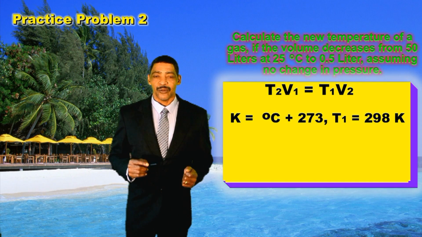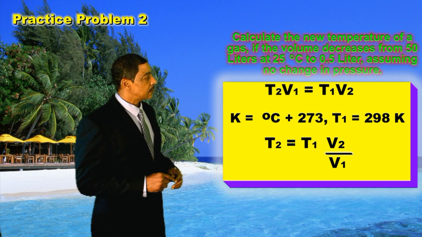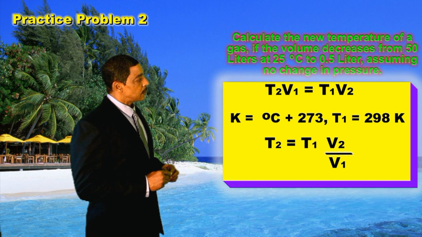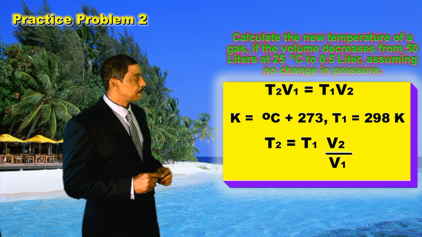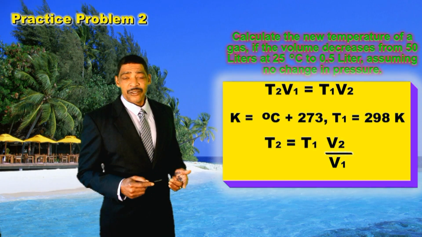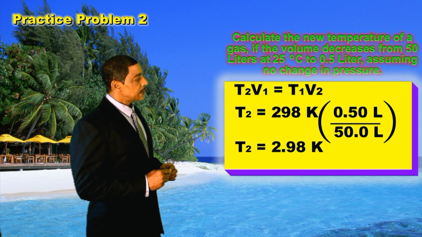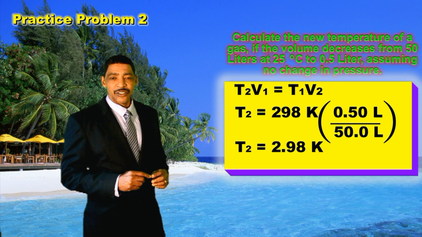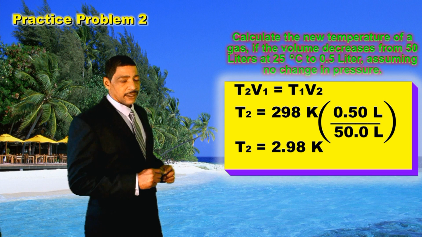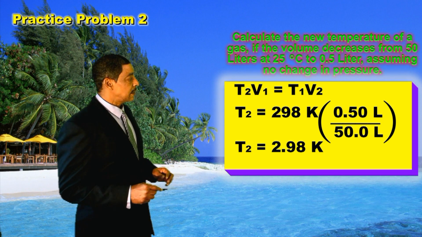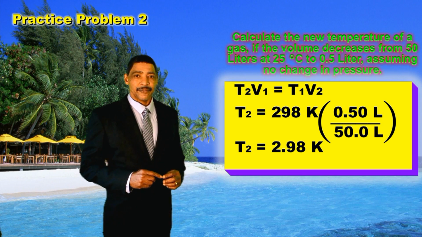Now we rearrange the formula to solve for T2. T2 will equal T1 times V2 divided by V1. Now we insert the information, and T2 will equal 298 K times 0.5 liter divided by 50 liters. And T2 will equal 2.98 K.